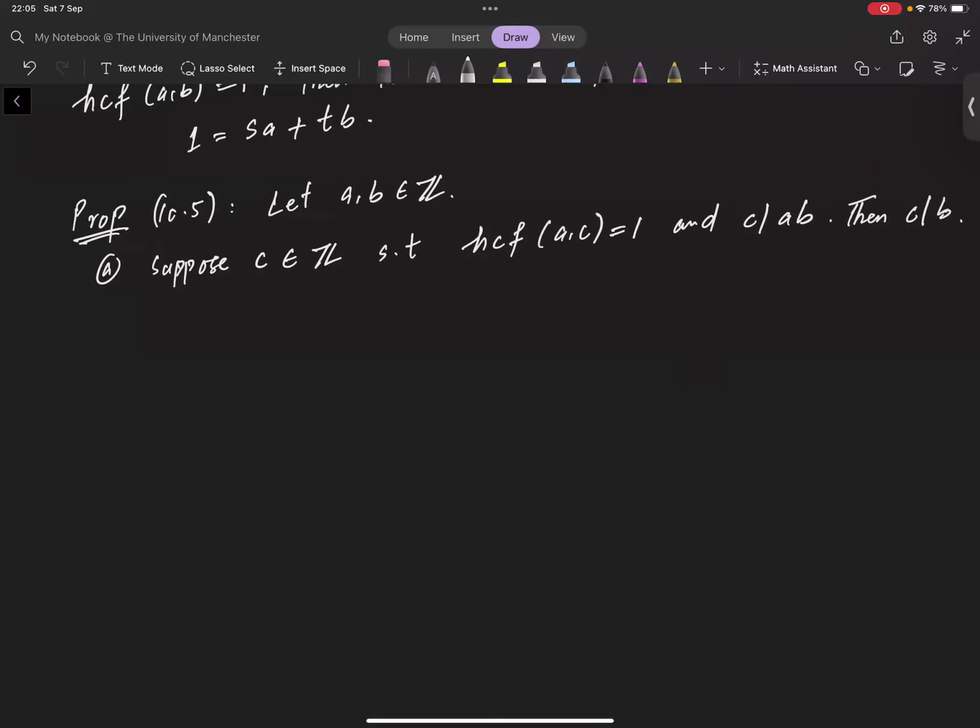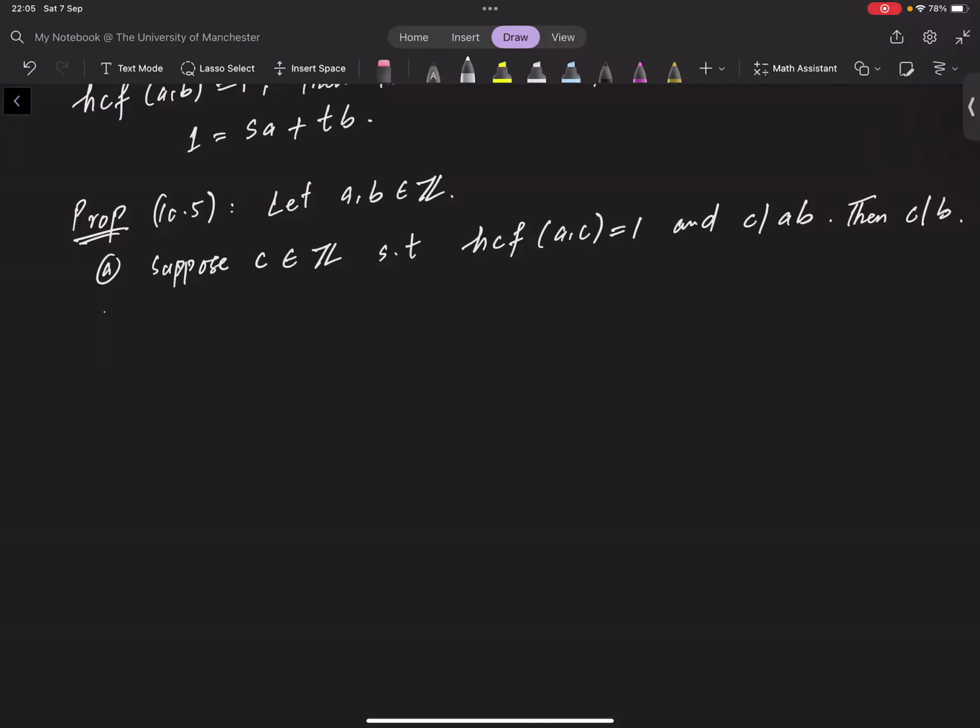If we have two integers A and B, C is also an integer such that C is co-prime to A, and C is a common factor of the product AB, or C divides AB, then C also divides B because C was co-prime to A, so it should divide B. This is the consequence. Because there is no common factor between A and C, so if C divides the product, then it needs to be that C should divide B.